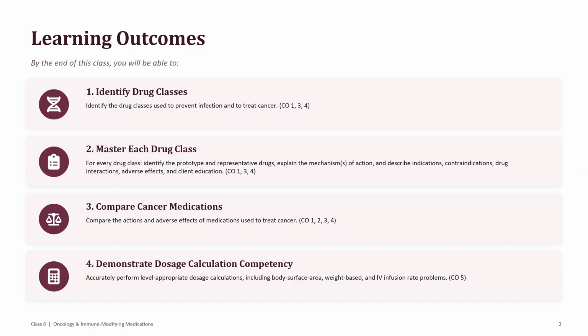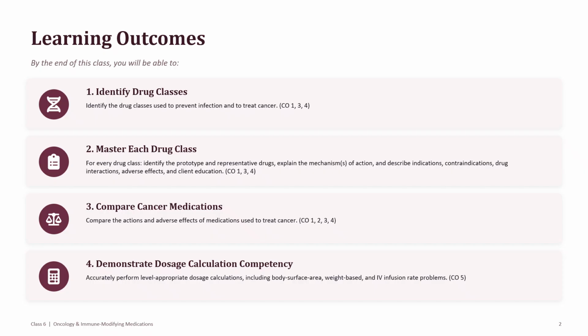So these are our learning outcomes. And when we say drug or medication, we're using those terms interchangeably. They basically mean the same thing. Drug, medication, same, okay? So every drug class that we cover, we will go through the same kind of 6 questions. What is it? What does it do? When do you use it? When do you avoid it? What does it interact with? What does it hurt? And then what can you teach your patient?